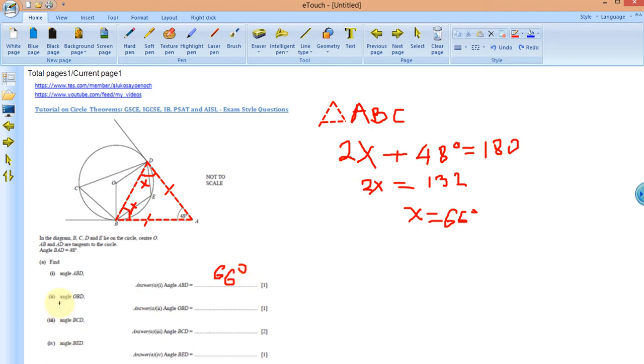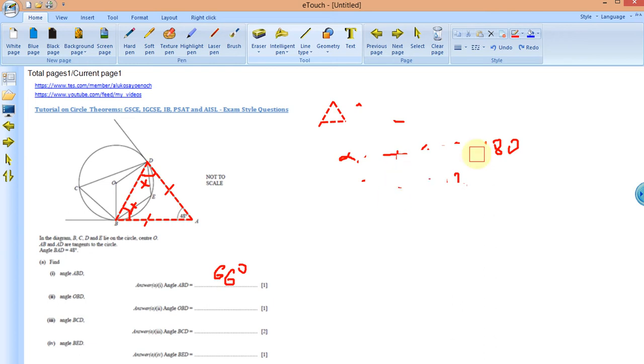Okay, so angle OBD. I can't clear the screen, guys. So this is clear, I don't need that part again, so we are through with that. Let me erase this. So 66 degrees, I can use that space to solve the remaining question. This should be my work area.